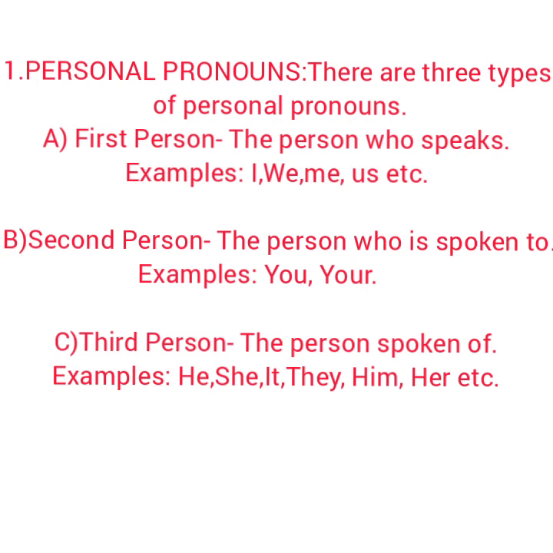Number 1, personal pronouns. There are 3 types of personal pronouns: first person, second person, and third person. First person means the person who speaks. When we speak about ourselves, or the speaker in a sentence, is called first person. Examples: I, we, me, us, etc.